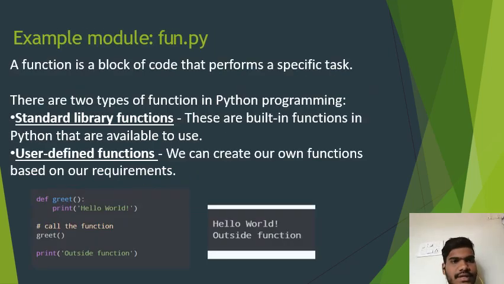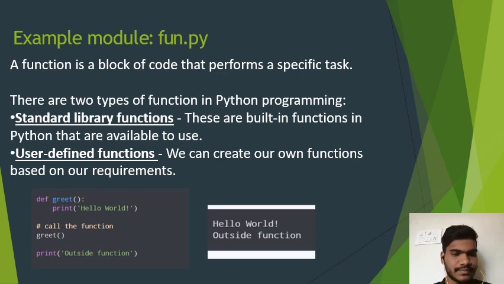Example module fun.py, function.py. A function is a block of code that performs a specific task. There are two types of functions in the Python programming language: standard library functions and user-defined functions. Standard library functions are built-in functions in Python that are available to use. With user-defined functions, we can create our own functions based on our requirements.